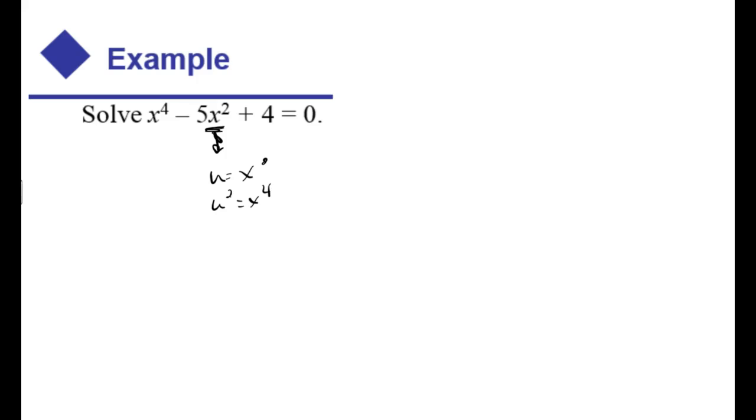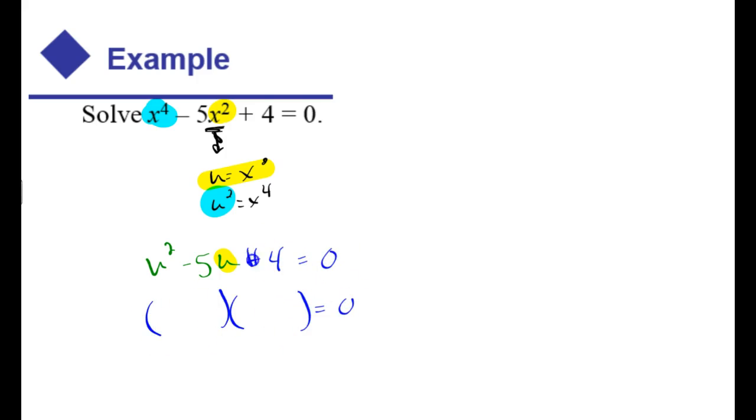So I'm going to replace x to the 4th with u squared. They're equivalent according to my definitions. So I'll say u squared minus 5 times u, because I've just replaced x squared with u, and I'll say plus 4 equals 0. So I'm going to factor this. Factors of 4 that add up to 5 are 4 and 1. Signs are alike, they're both negative, so u minus. So I'll get u equals 4 and u equals 1.